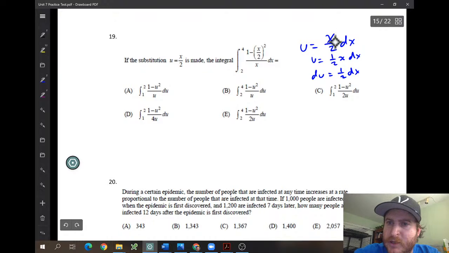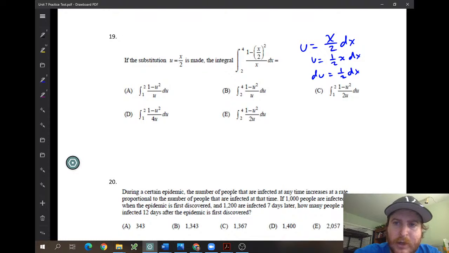A lot of people, when they see x over 2, try to do quotient rule. It's not quotient rule if there's not a variable in the denominator. If there's not a variable in the denominator, it's not quotient rule, or really, a variable in the numerator and the denominator.